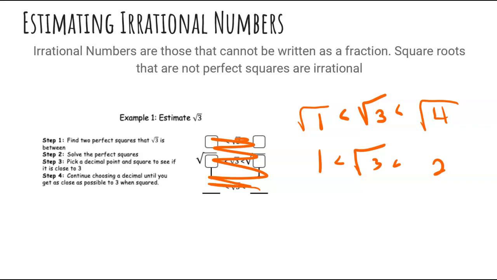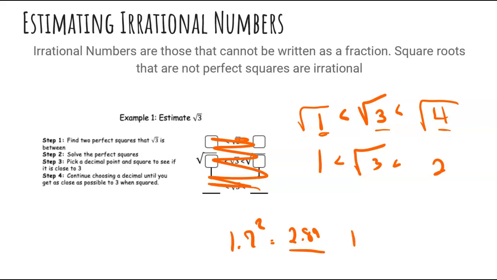Okay? And we want to then just start picking decimals and squaring them and see how close we can get to the square root of 3. So, for example, I'm going to pick a number closer to 2 because the square root of 3 is closer to the square root of 4 than it is to the square root of 1. So let's do 1.7 and we square it, which means we take 1.7 and we multiply it by itself. So when we do 1.7 times 1.7, you get 2.89, which is really close to 3, but not quite 3.